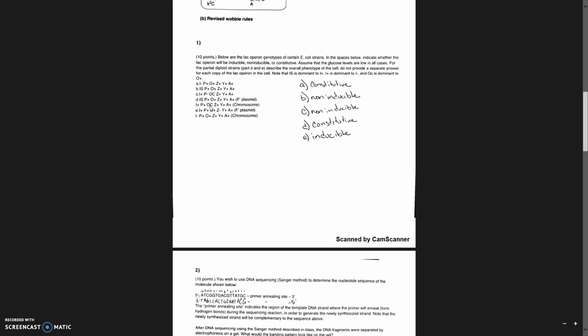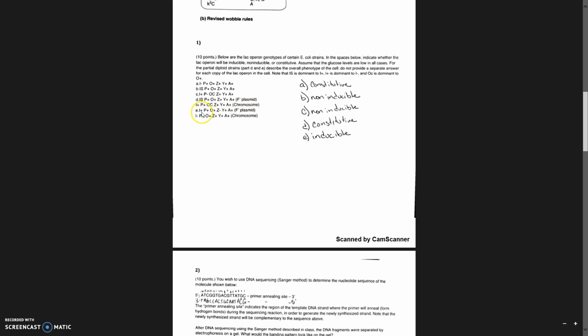So even though repressor is being made and it's mutant, it's not going to bind at all, and the P site is active for this. So this one's going to produce constantly. So that would fall under the constitutive phenotype.